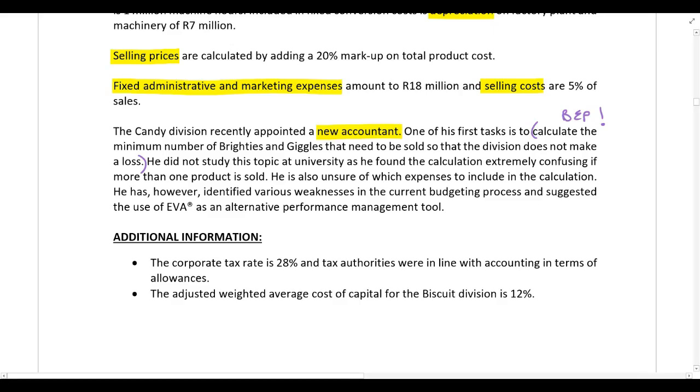He has, however, identified various weaknesses in the current budgeting process and suggested the use of EVA as an alternative performance management tool. We then have some additional information. The corporate tax rate is 28%, and tax authorities were in line with accounting in terms of allowances. The adjusted weighted average cost of capital for the biscuit division is 12%. All right, guys, so that's all of the information that you've been provided with in the scenario.